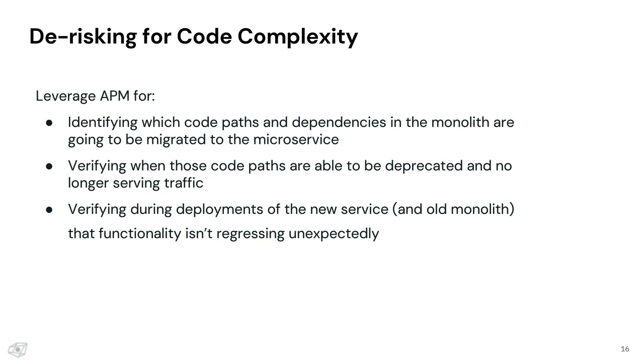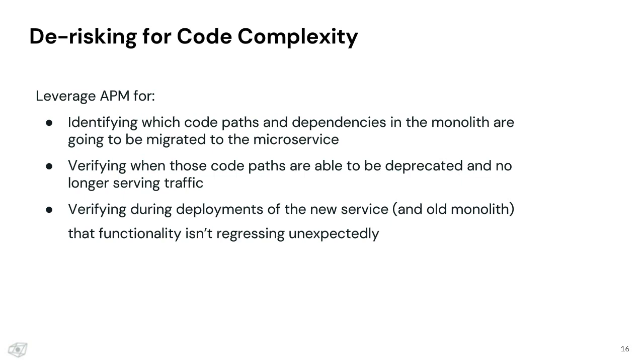We can also use observability to verify when code paths can be deprecated because they're not being called anymore and they're no longer serving traffic. So this kind of helps with that. For example, if you're using feature flags, like that whole feature flag problem where you don't know when you can get rid of the feature flag because you don't actually know when that code path is done being called, this is where observability can really help.